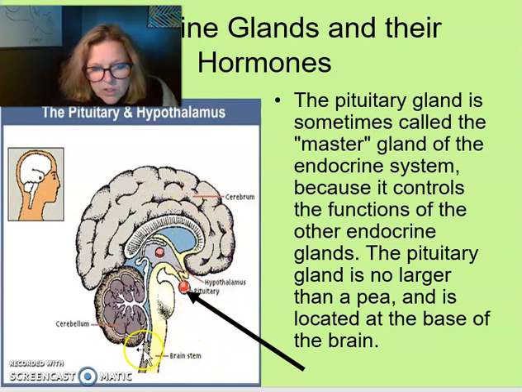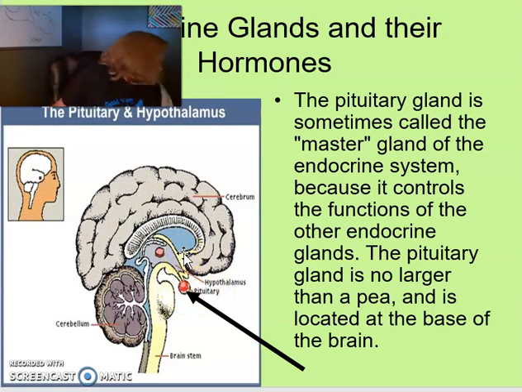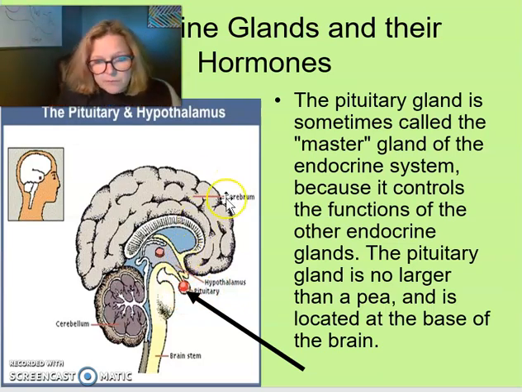Here, what you're looking at is your brain stem, and right at the very tip of the brain stem is your pituitary. It's sometimes called the master gland of the endocrine system because it controls the functions of the other endocrine glands. The pituitary gland is no larger than a pea, and it's located right here at the base of the brain. So something very small is very powerful.